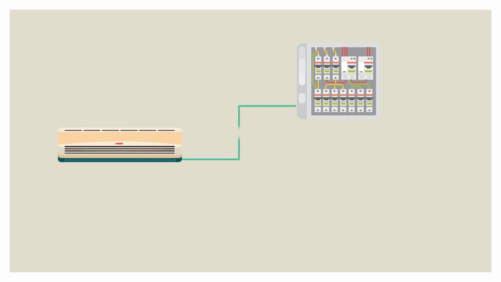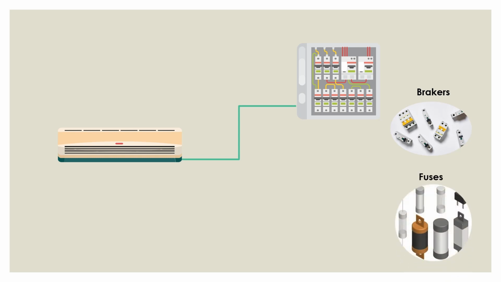Now, let's talk about overcurrent protection. This is a critical safety feature designed to prevent excessive current flow that could lead to overheating and potential damage. There are two main types of devices used for this purpose: circuit breakers and fuses. First up, we have circuit breakers.